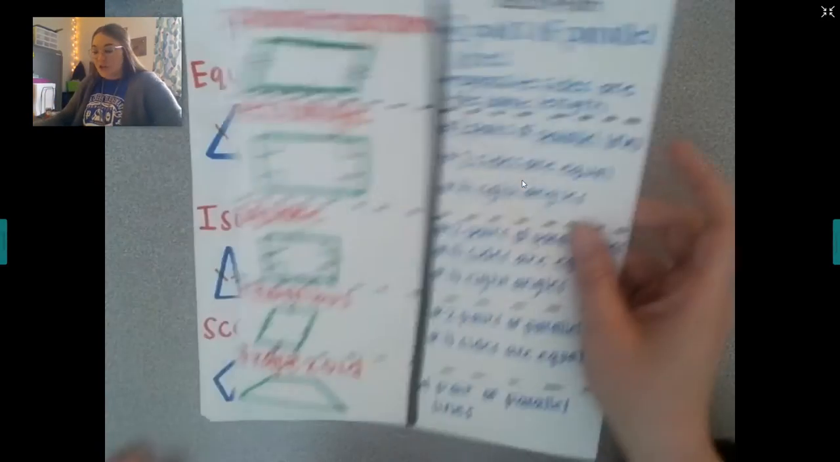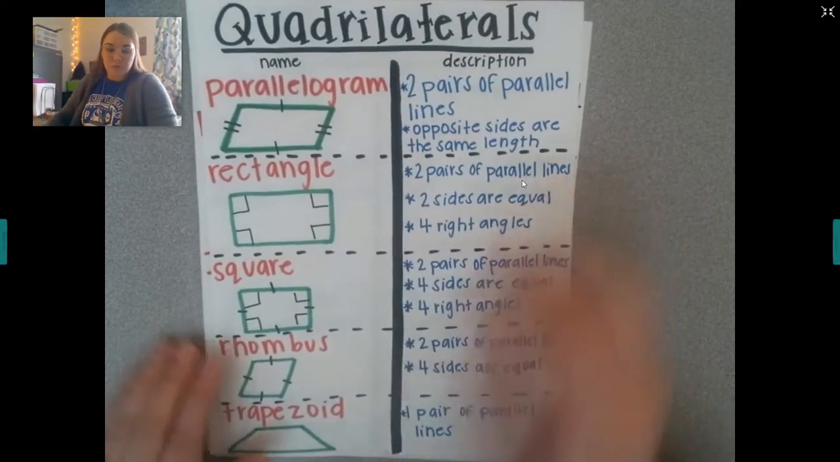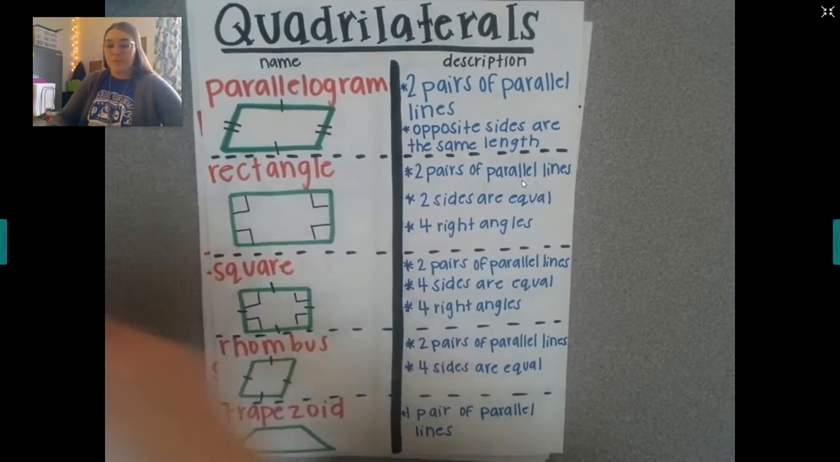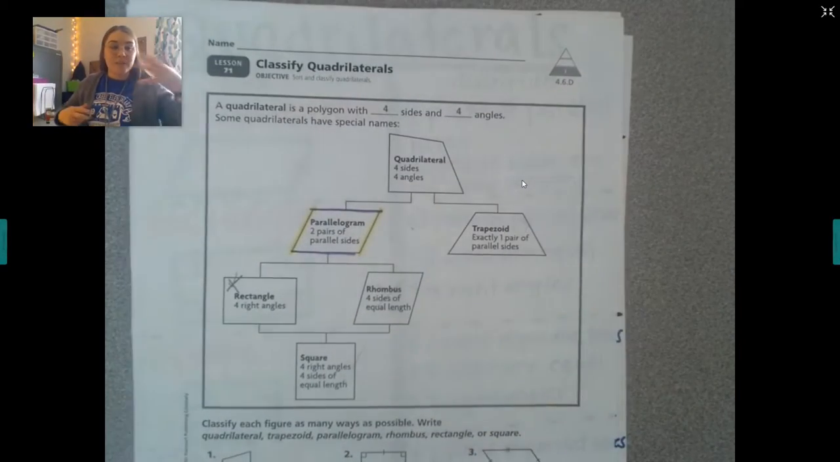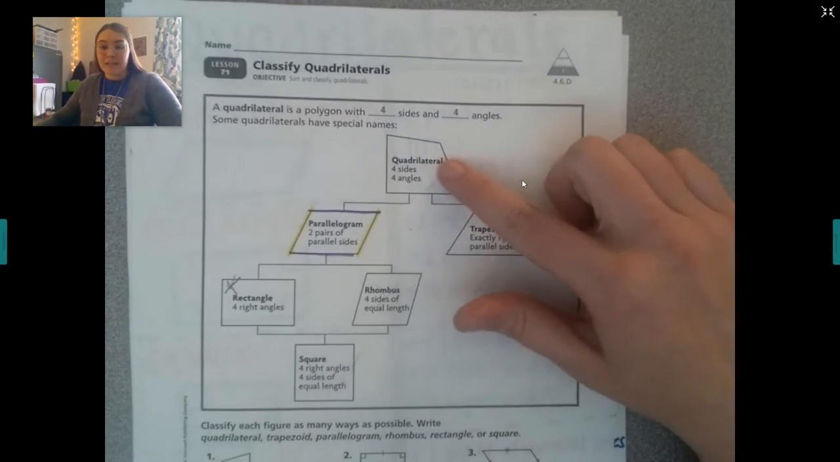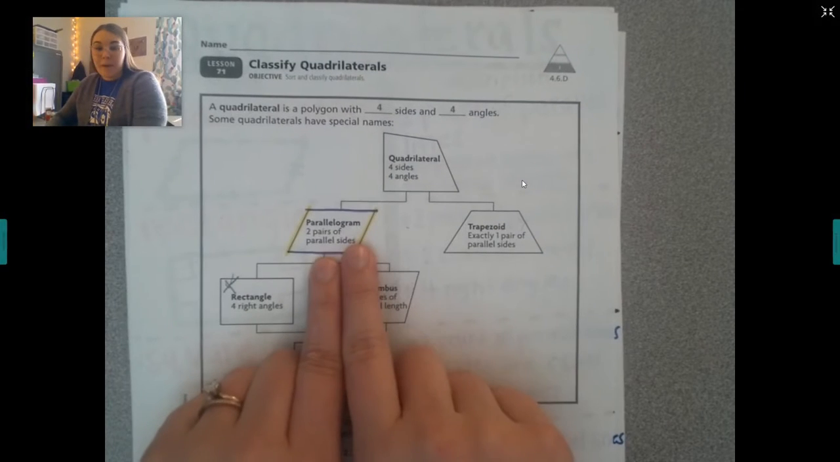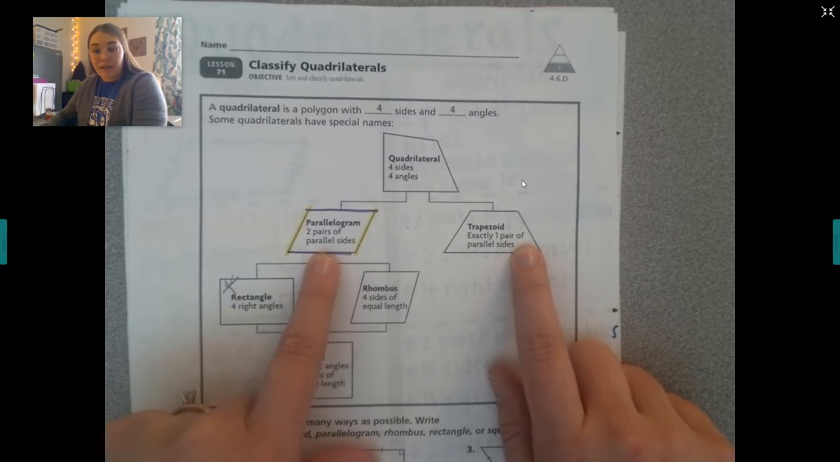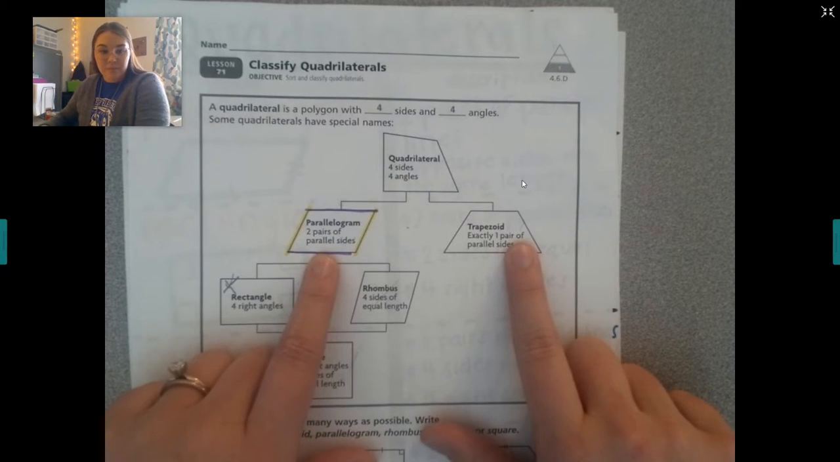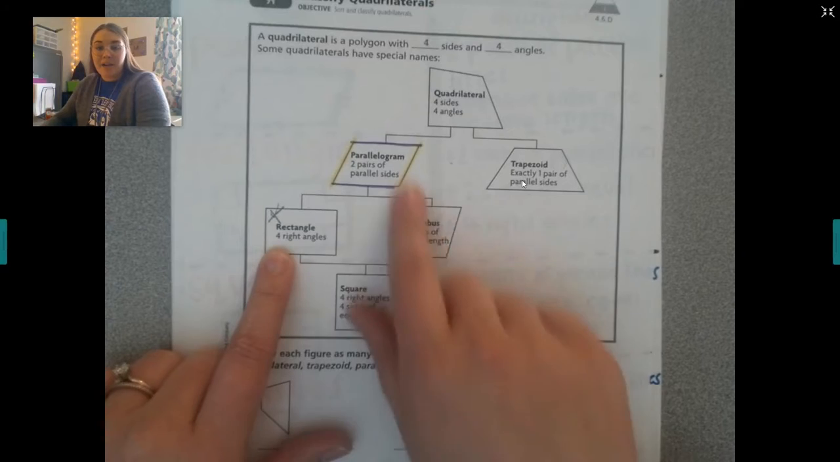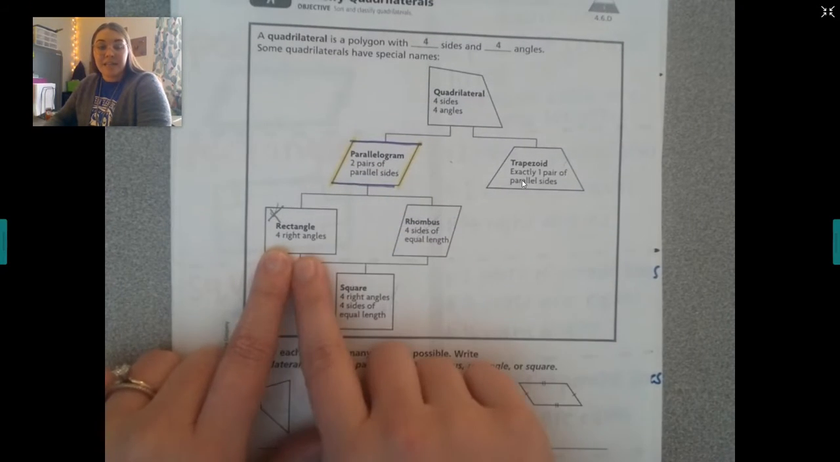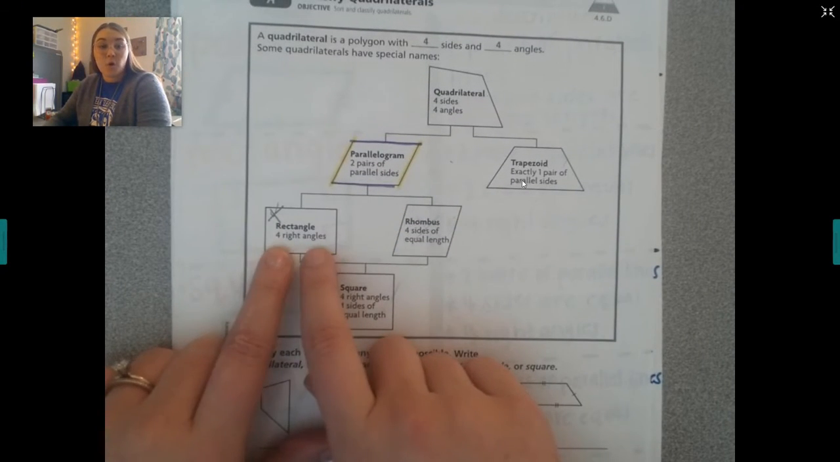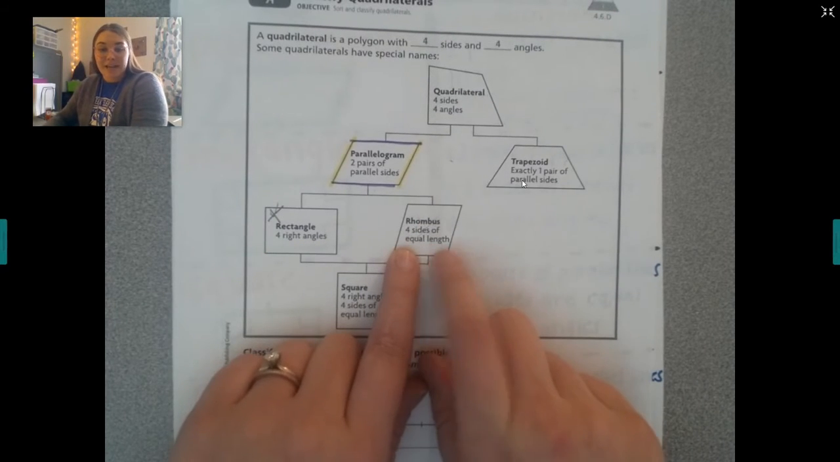Then after that, I taught you about the different types of quadrilaterals. So remember, this was our anchor chart, but this was the thing that Miss Simpson liked the best. So basically, anything with 4 sides and 4 angles is a quadrilateral. If you have 2 pairs of parallel sides, you get a parallelogram. 1 pair, you get a trapezoid. Then you come down, and if it has 2 pairs of parallel sides, it's a rectangle. A rectangle has 4 right angles. A rhombus has 4 sides of equal length.